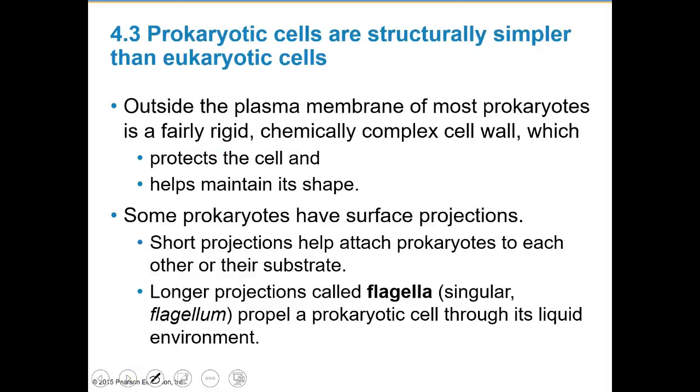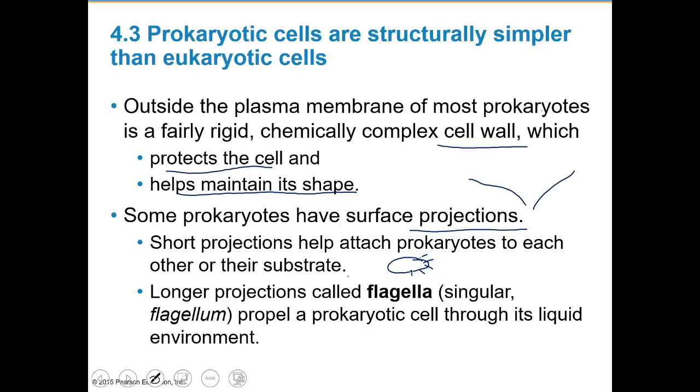Outside of the plasma membrane of most prokaryotes is a fairly rigid, chemically complex cell wall. It'll actually help protect the cell and also maintain its shape. Some prokaryotes have surface projections, little things that poke out of the cell, almost like hairs. Short projections help them attach to each other or to their substrate. So sometimes you'll see small things that come off of it.